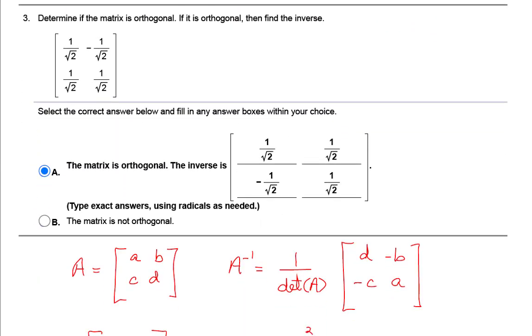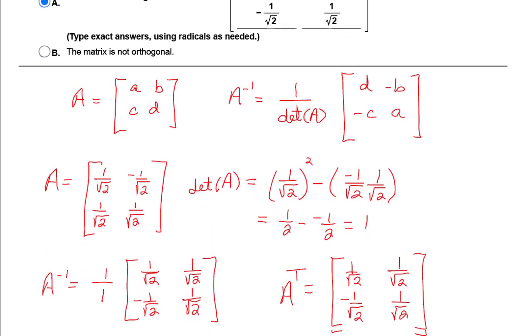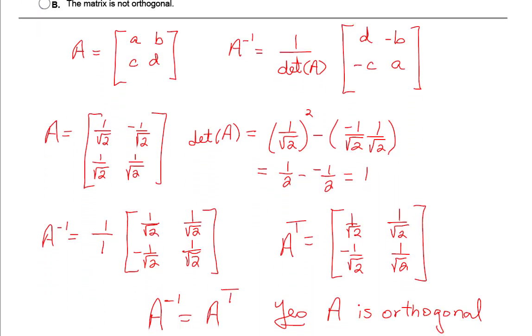Alright, so we want to determine if this matrix is orthogonal. And if it is orthogonal, we'd like to find the inverse. It's small enough that we can actually physically do this. So here's matrix A. A inverse is 1 over the determinant of A. You switch A and D and then take the negative of the others.